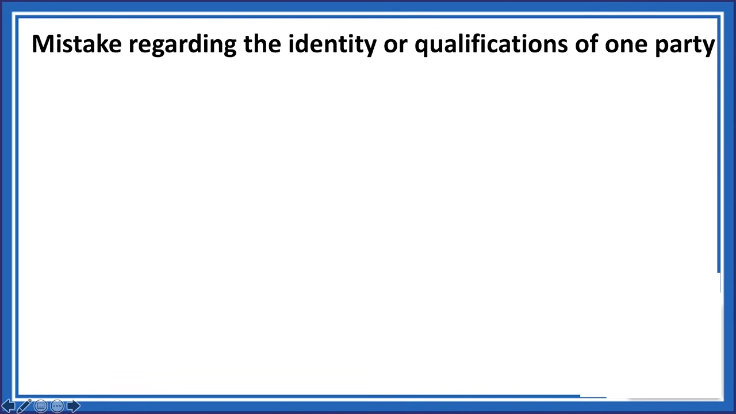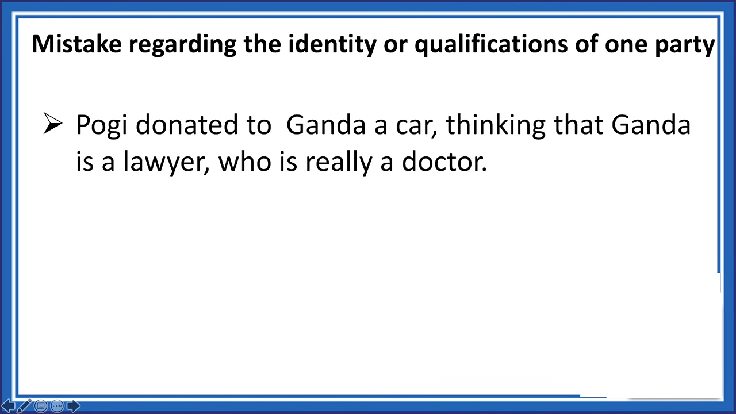Right? So, another example, here we go to the mistake regarding the identity or qualifications of one party. Here, if Pogi donated to Ganda his car, thinking that Ganda is a lawyer who is really a doctor. Here, you can see that the mistake is not substantial. Okay? The mistake here is not that material or substantial as to avoid the contract.